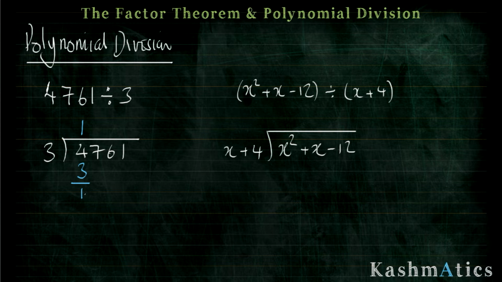Okay, so that's the remainder 1. That's where it comes from. But rather than hooking it over here, what we're going to do is bring the 7 down here instead, and we get exactly the same thing. So then we ask ourselves the same question, how many 3's are there in 17? And the answer is 5.